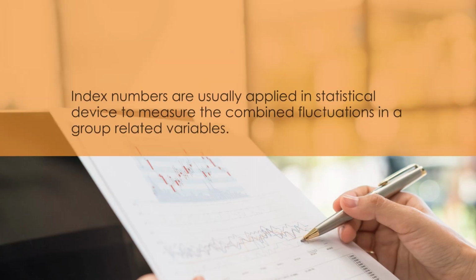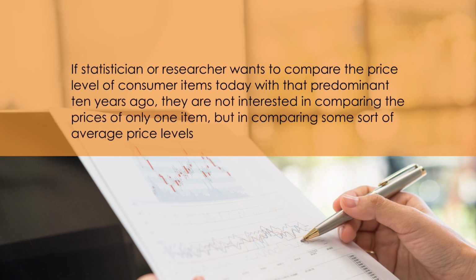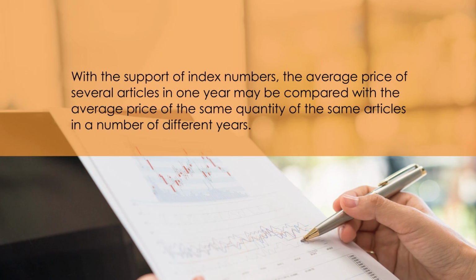Index numbers are usually applied as a statistical device to measure the combined fluctuations in a group of related variables. If statisticians or researchers want to compare the price level of consumer items today with that prevalent 10 years ago, they are not interested in comparing the prices of only one item, but in comparing some sort of average price level. With the support of index numbers, the average price of several articles in one year may be compared with the average price of the same quantity of the same articles in a number of different years.